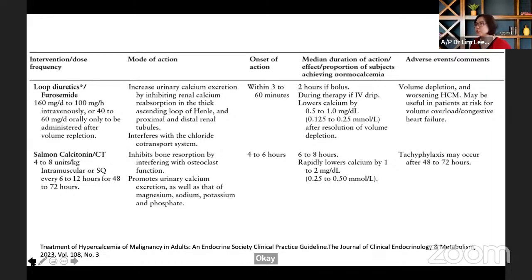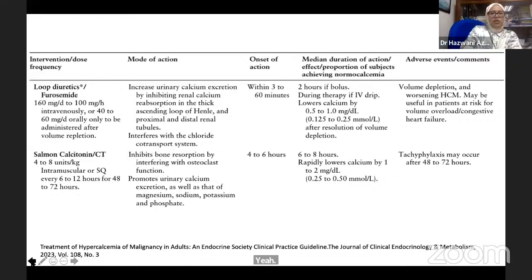I think just two more questions. One is normocalcemic hyperparathyroidism. Would you treat or how would you monitor? Okay, normocalcemic hyperparathyroidism is documented. So we have to monitor lah. I think I showed the slides just now.